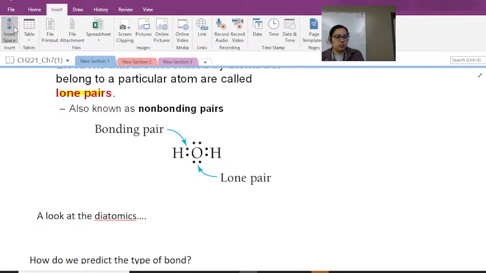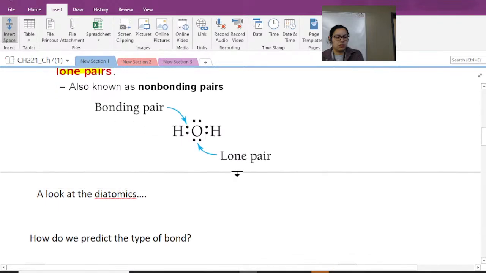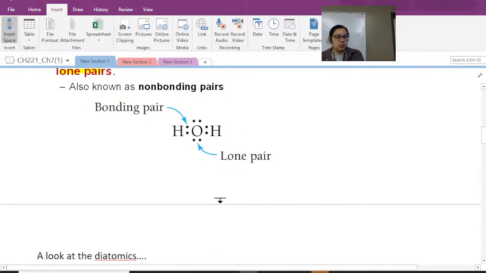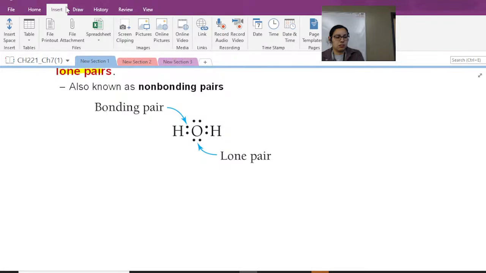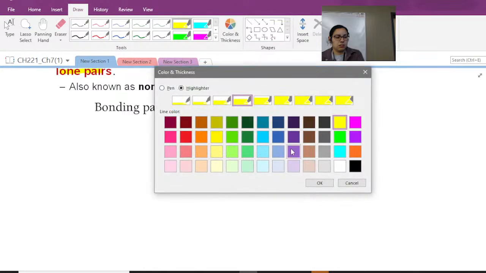Let's take at least a first look at water for a second. We can start by drawing our Lewis dot structure.